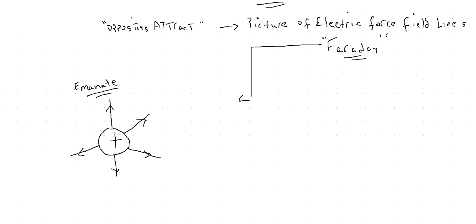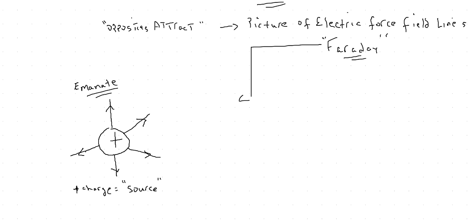And so we would say a positive charge, a plus, is a source for this electric field because it's coming out. And again, these are ideas and pictures due to Faraday.